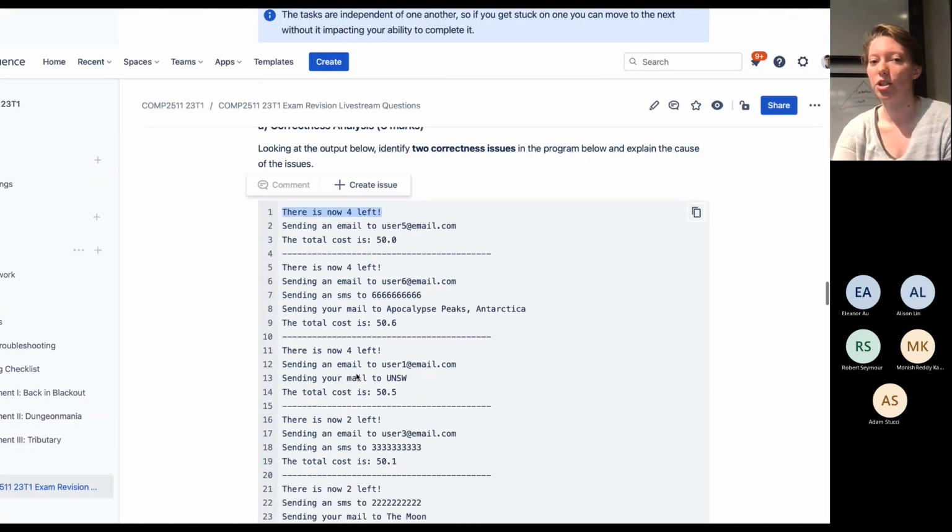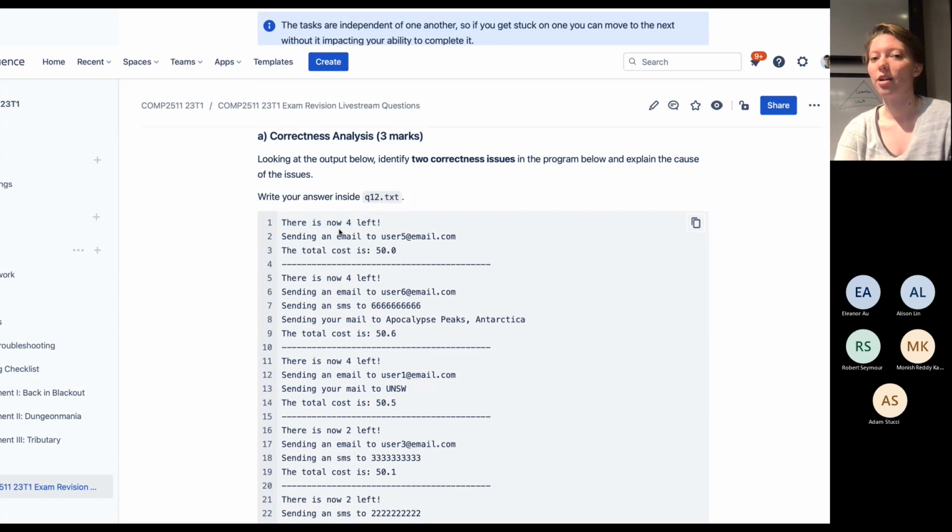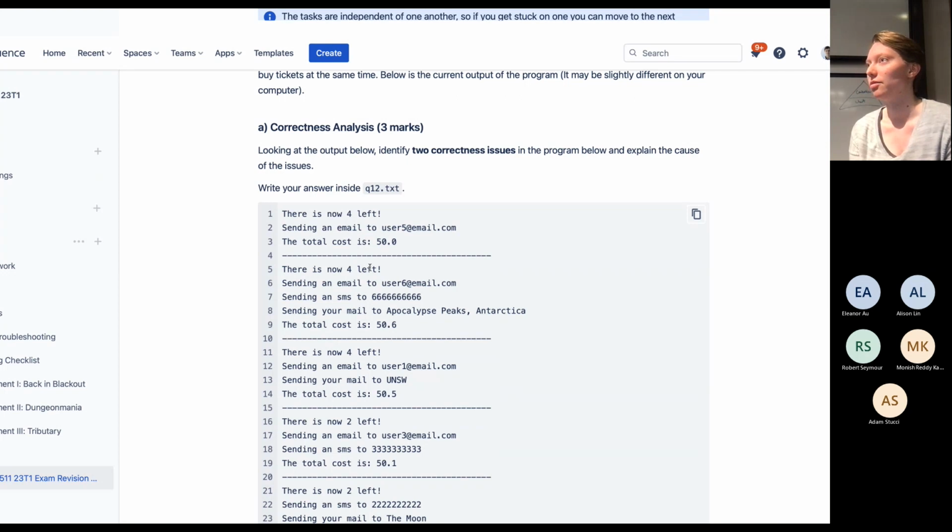And so all you would have to put for this question is there's some concurrency issues with the number of tickets left, and they've sold more than the number of tickets available. You don't actually have to say the correct answer. As long as you come up with something reasonable, then you would get the marks for this part.